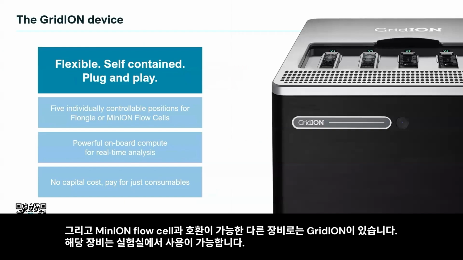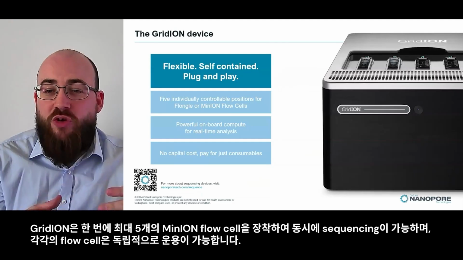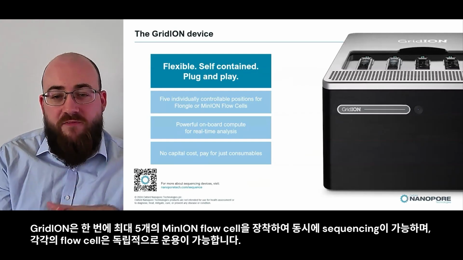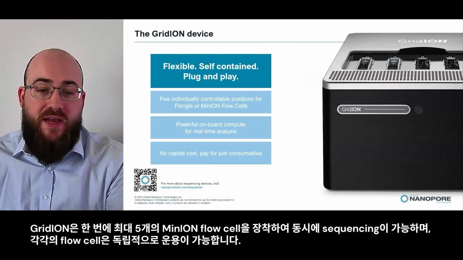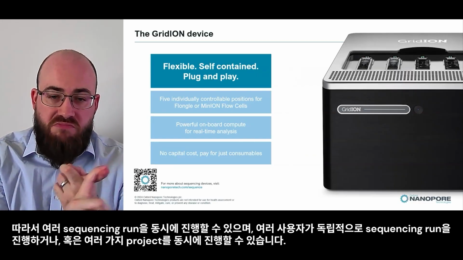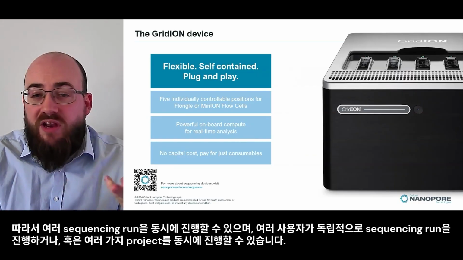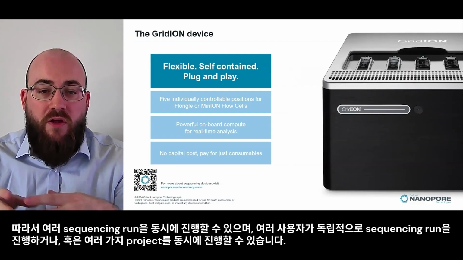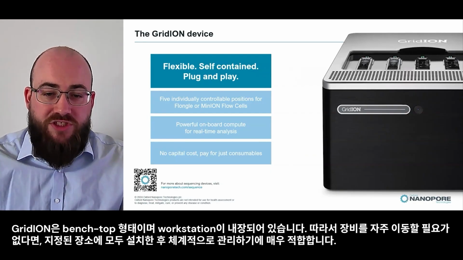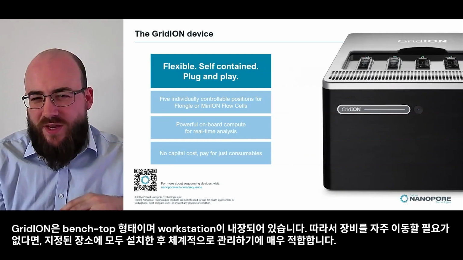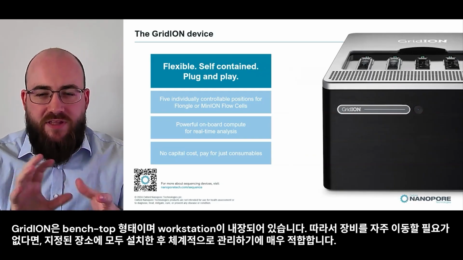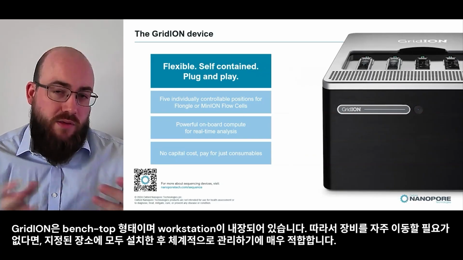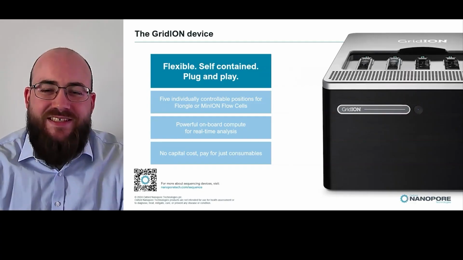Alternatively, something else that will take a MinION flow cell is the GridION. This is what I have in the lab. The GridION can take up to 5 MinION flow cells at a time, and they will run independently. So you can have multiple runs, you can have multiple people, or you can have multiple projects all going on at the same time. This is a benchtop machine. It's got onboard computing, so it's quite a neat way to keep everything together, everything really organized, so long as you don't need to move it about.